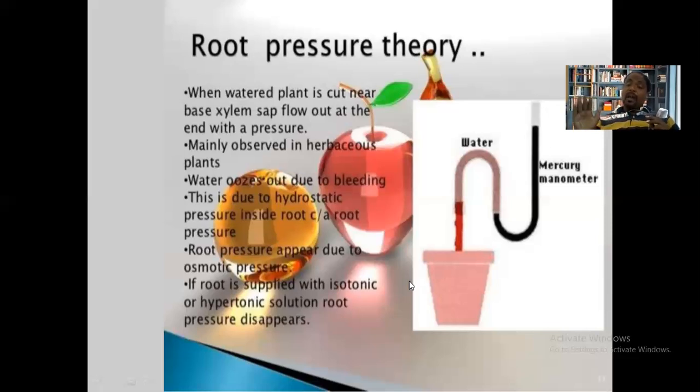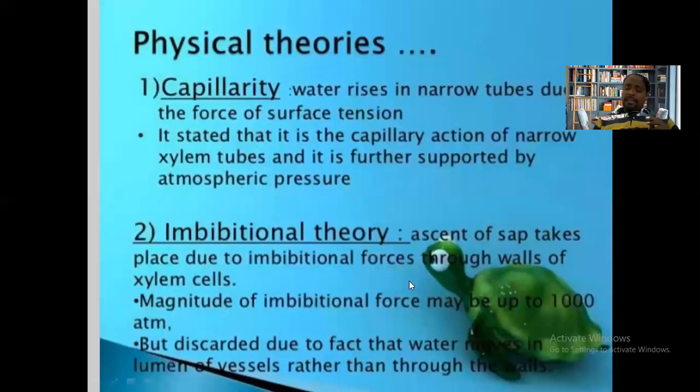Okay, and the next theories are called physical theories. Among these physical theories, one theory is the atmospheric pressure theory. Another one is the capillary theory, and the imbibitional theory, and the fourth one is the transpiration pull theory. Okay, of which we will discuss three theories: the capillary theory.